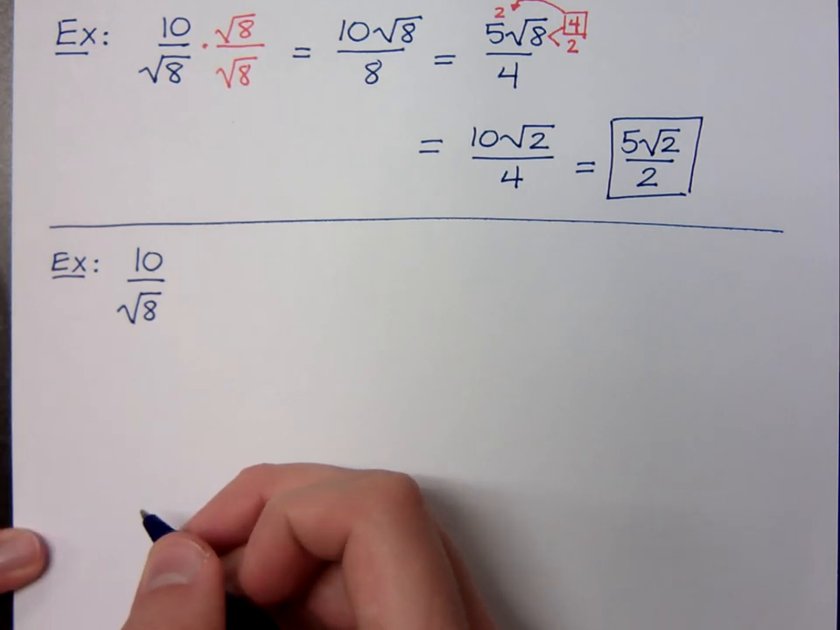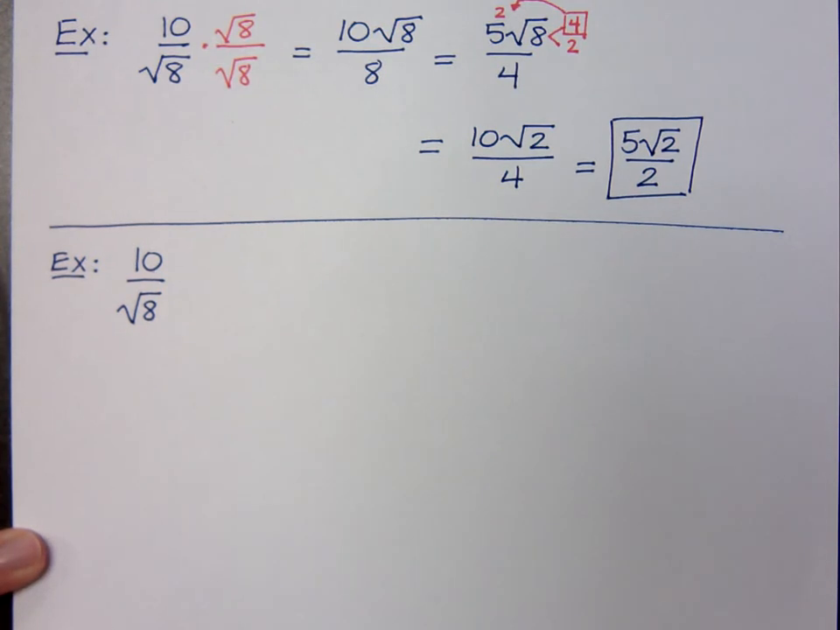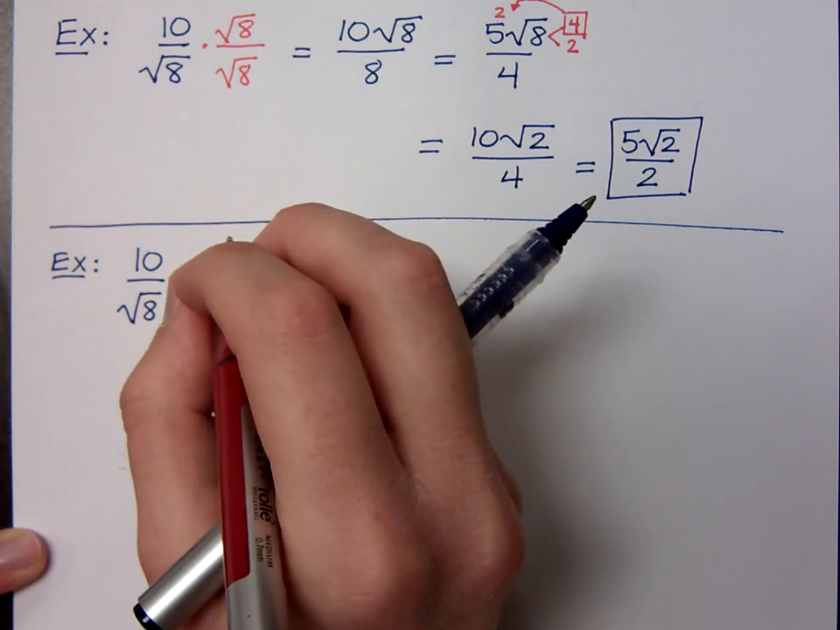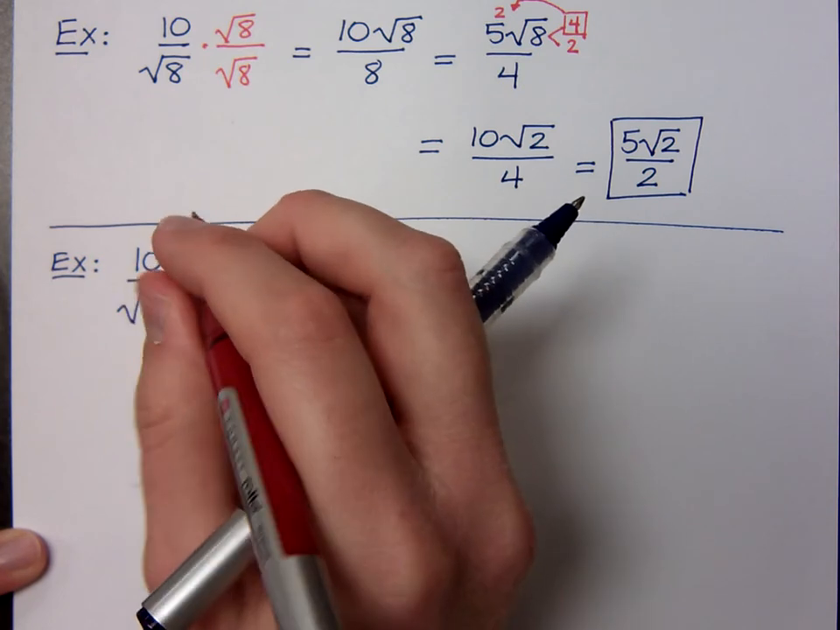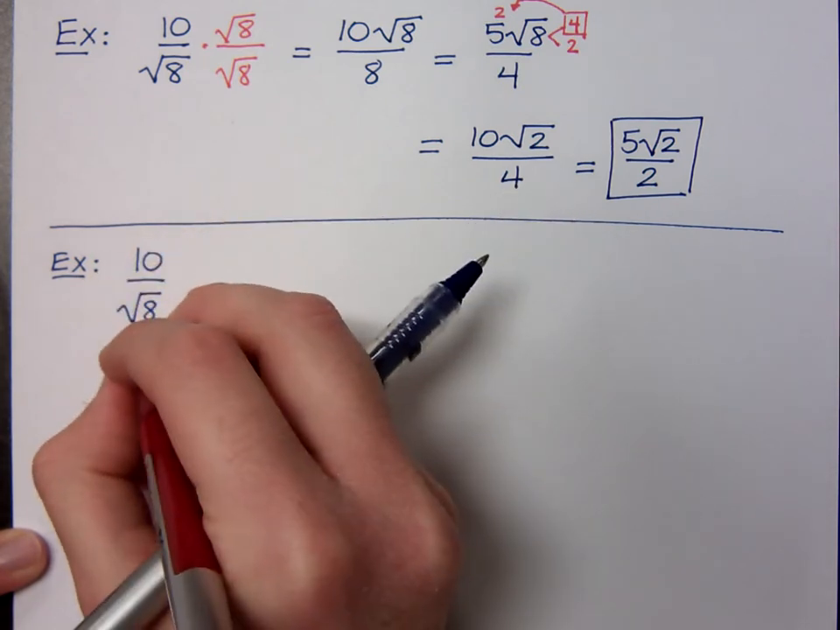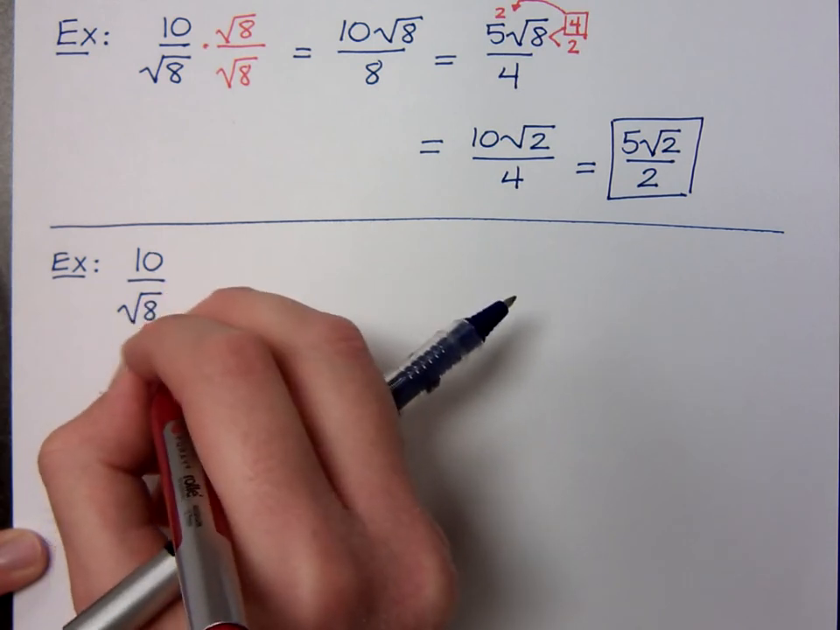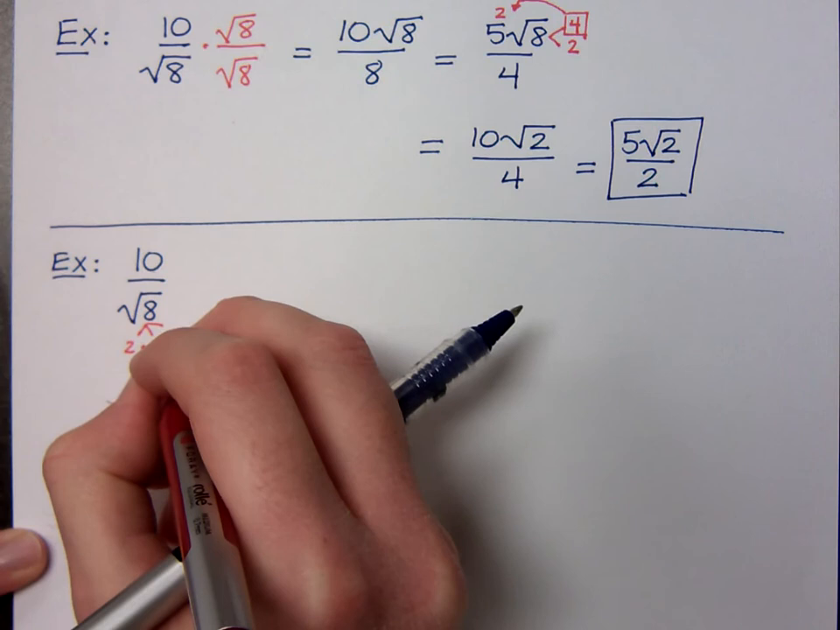Let's look at 10 over the square root of 8 again. Now, 8. What is 8 made up of? It's made up of 3 factors of 2, right?